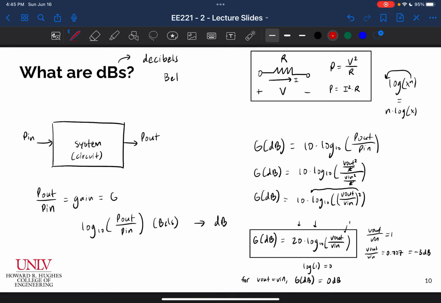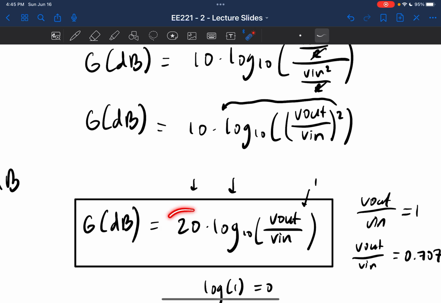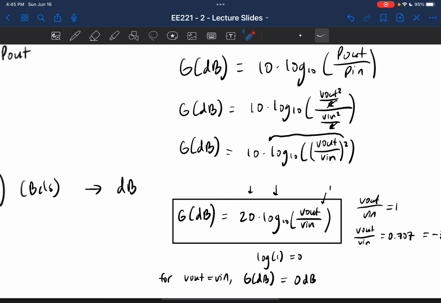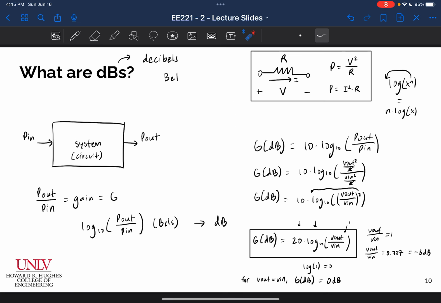If it's not, obviously feel free to ask some questions. But I just wanted to get to the point where I derive why we are taking 20 times the log of the V out over V in. Because when I took this class, it was just thrown at me that in order to go from V out over V in to dBs, we just need to multiply by 20 and take the log. And to me, that just seemed so arbitrary. So I wanted to show you the reason why we do this.